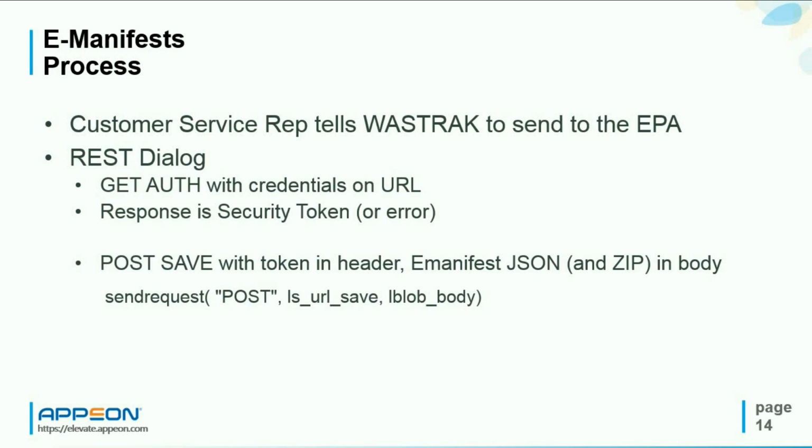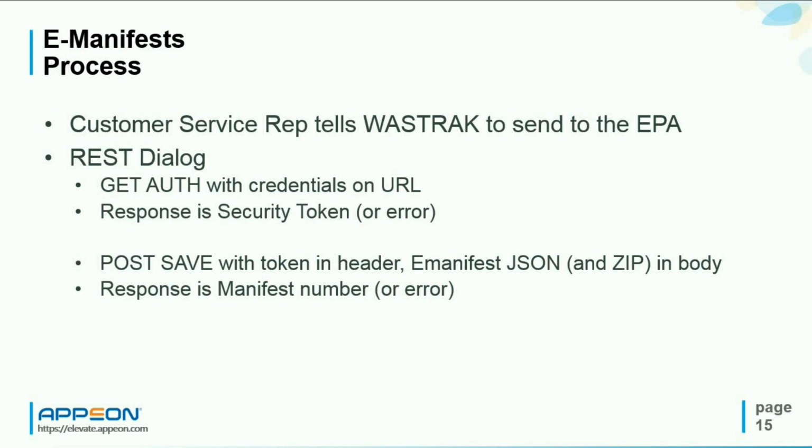A send request, this time with a post method, to the URL for saving, passing it a blob body. And with any luck, we get a response that is a manifest number, which could be the one that's passed back to us, or one that's generated that they created. Or we get an error.